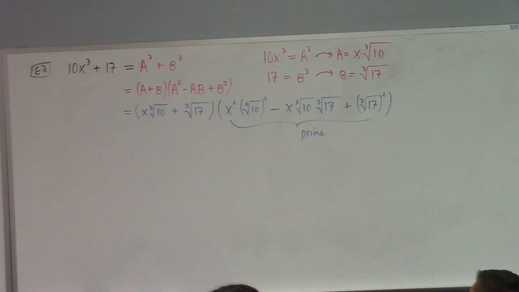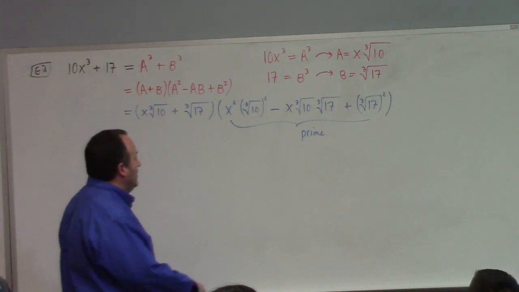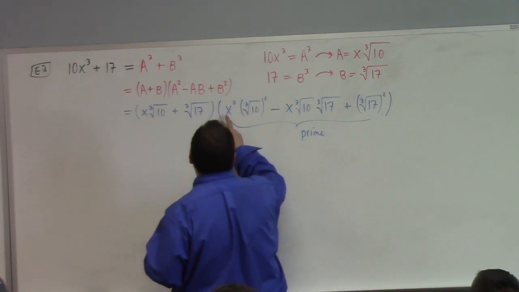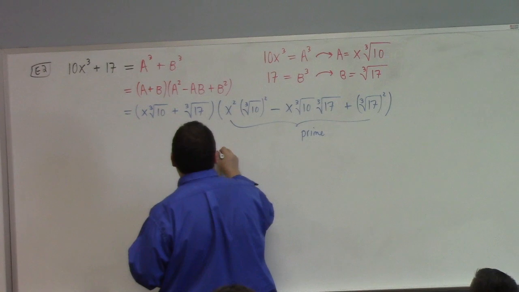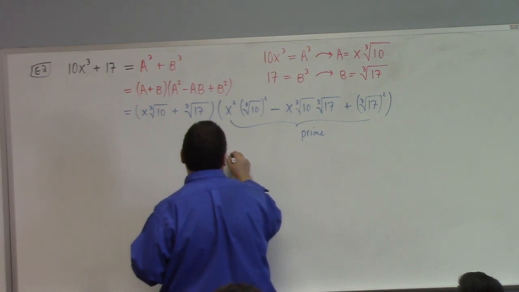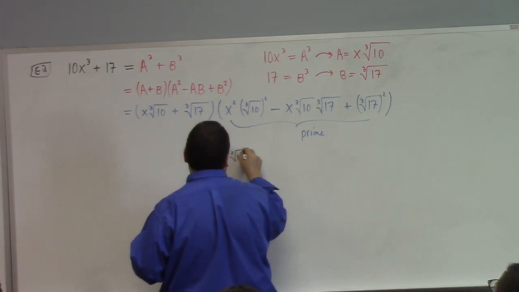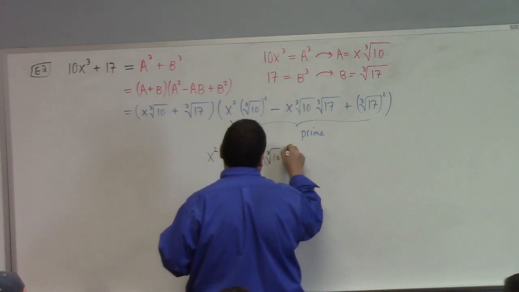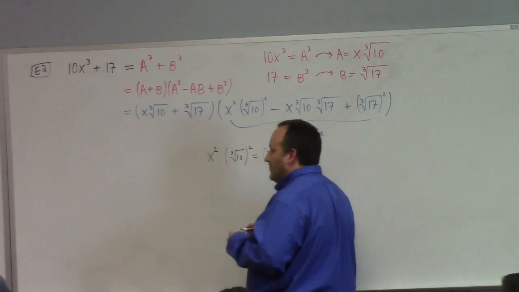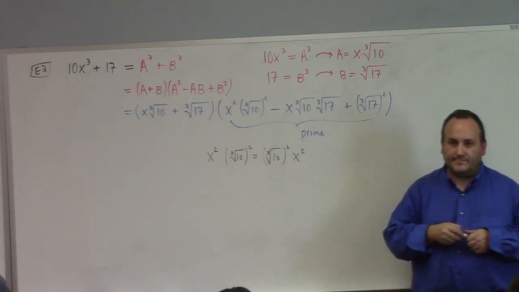Why is x squared on the left? Well, you could write it the other way if you wanted. I mean, x squared times the cube root of 10 squared is equal to the cube root of 10 squared times x squared. That's true. Oh, so they're the same thing.